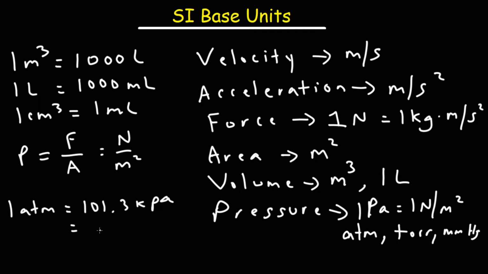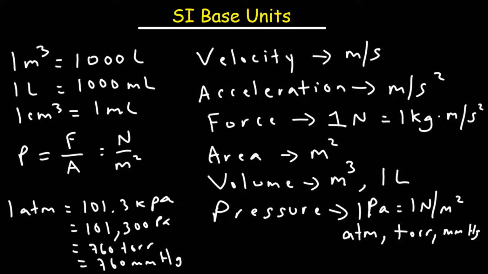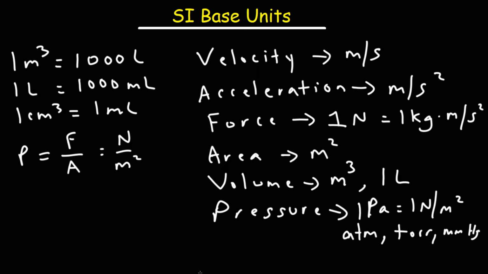So if you want to convert this to a unit in physics, that's 101,300 pascals. Now 1 ATM is also equal to 760 units of torr, which is also equal to 760 millimeters of mercury. Mercury is typically used to measure pressure in certain devices. So that's why you'll see it reported as a unit.